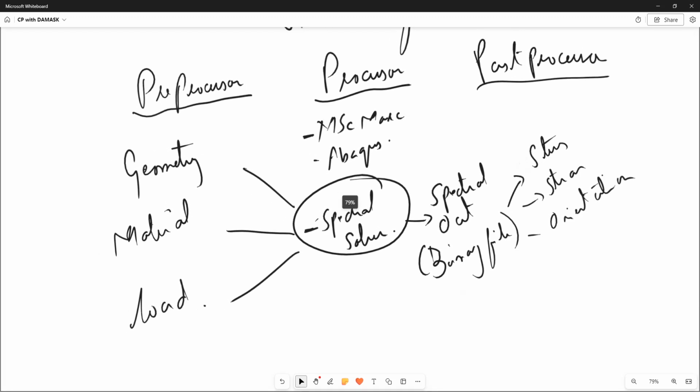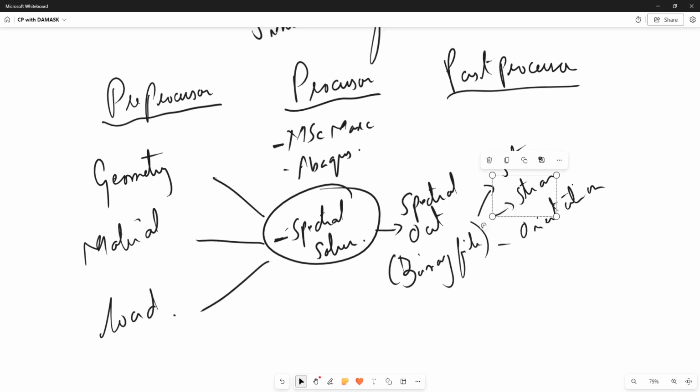Okay, so this is the overview of how DAMASK works, and this is basically what we want to go through step by step. Okay, any questions so far?